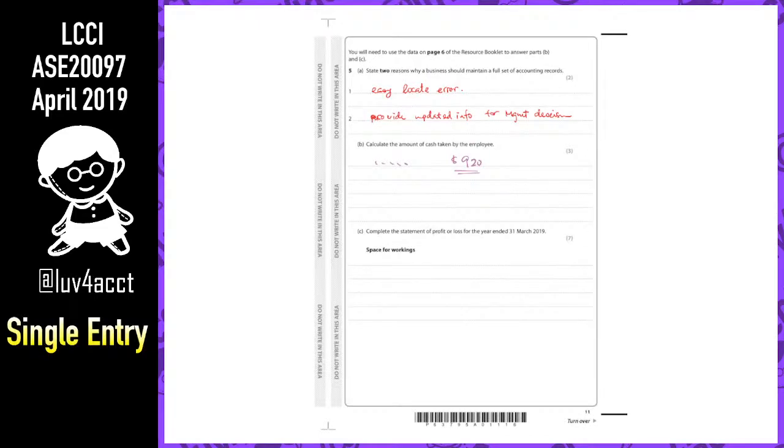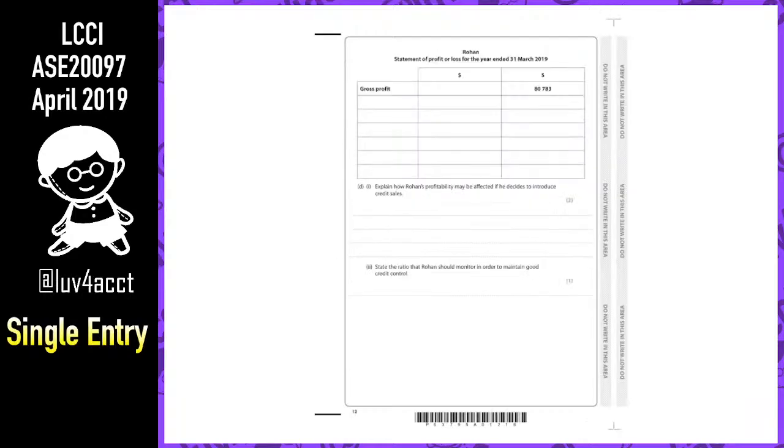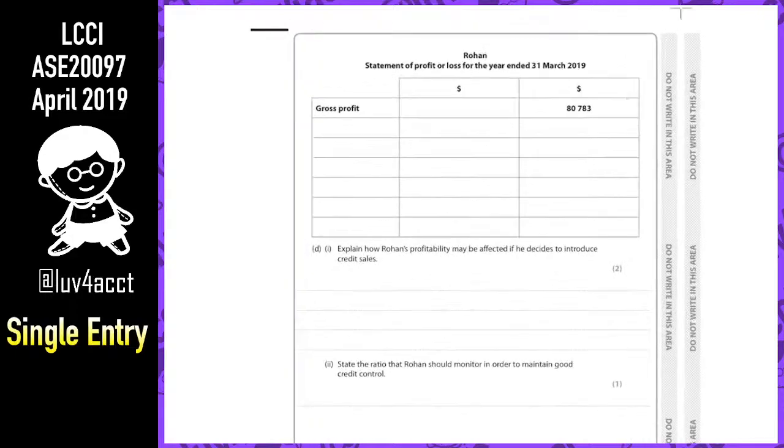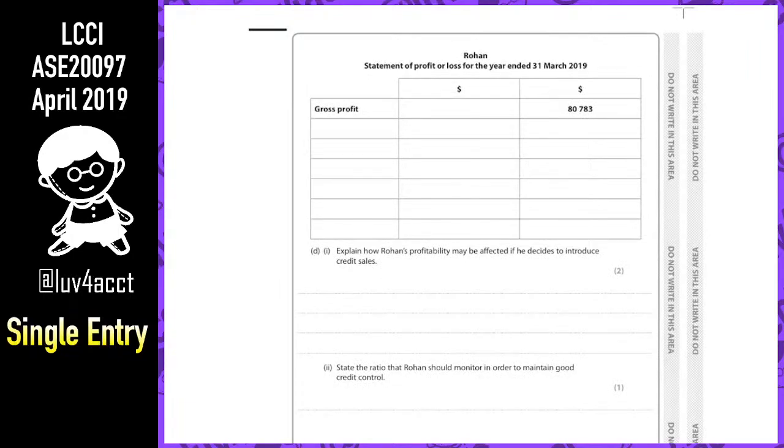Okay, so gross profit is given to you already. We have to see if we have any other expenses. Of course we have, and there is no other income. Okay, so let us just write here, less expenses. Okay, we have loss of cash, 920. What else do we have?